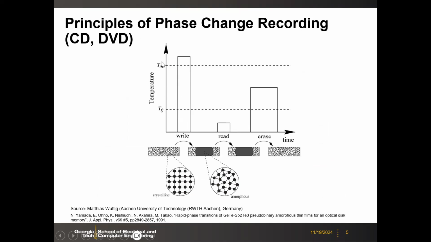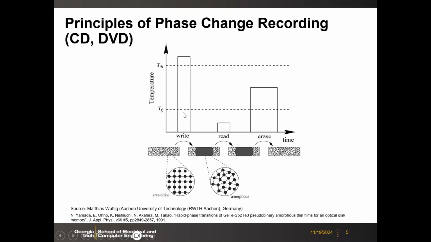You have two temperatures. One is called the melting temperature, and one is called the crystallization temperature. In the program or write phase, no matter which way, electrically or optically, you need to generate a temperature profile within this material to melt it. Then you create the transition from the crystalline to the amorphous state.